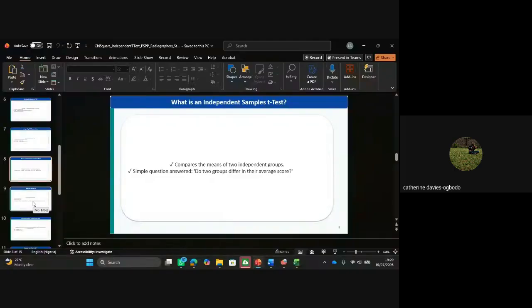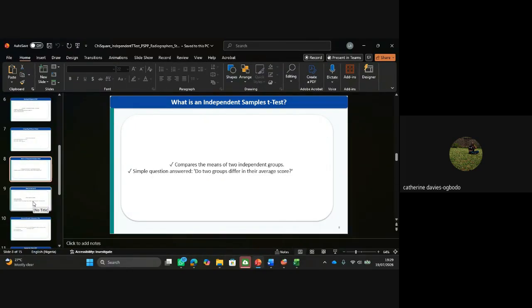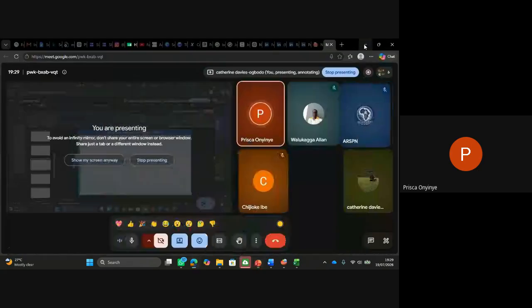So basically what the t-test is saying is that for these two groups, is there really a difference between these male radiographers and female radiographers in relation to their years of experience? I don't know if that explains it. Yes, ma'am. Thank you very much. It's clear now. Okay, thank you.